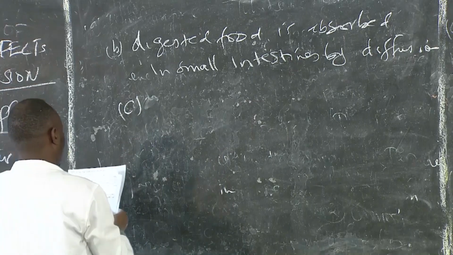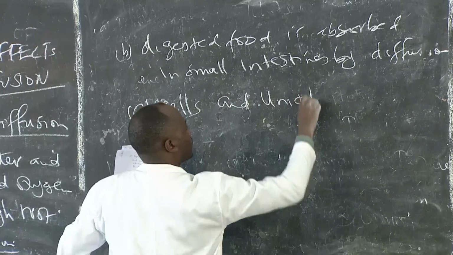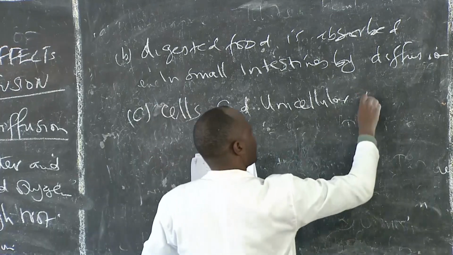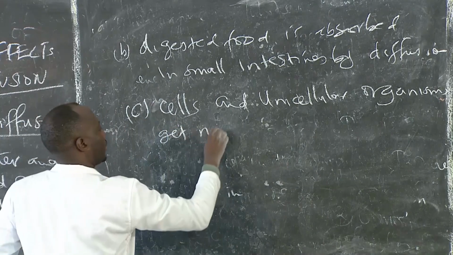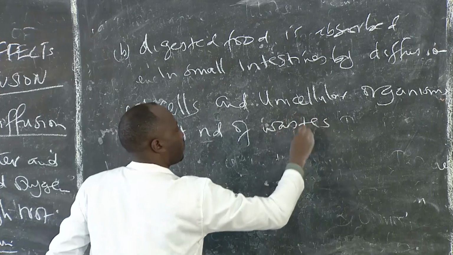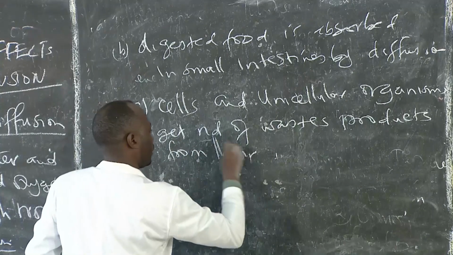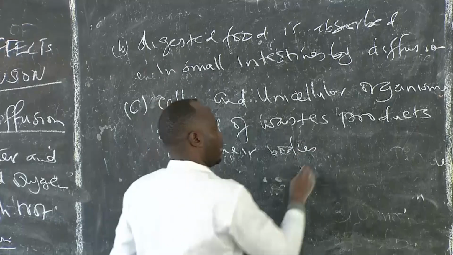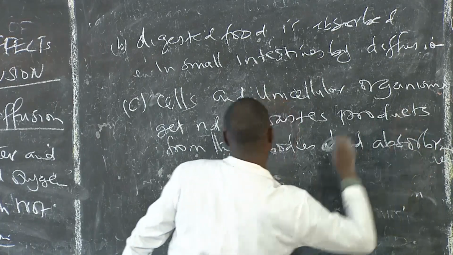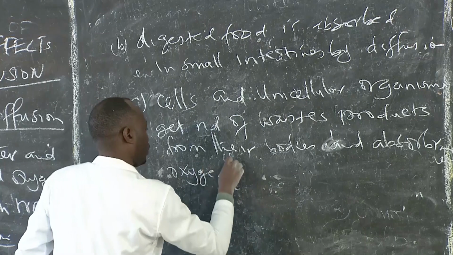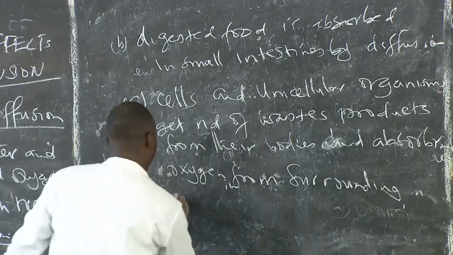Number three, cells, for example unicellular organisms, get rid of waste products from their bodies, and also absorb oxygen from the surrounding environment. Good.